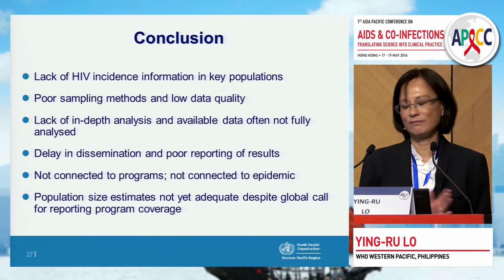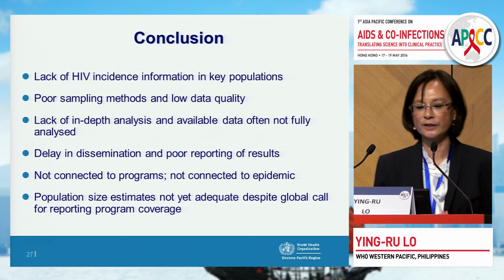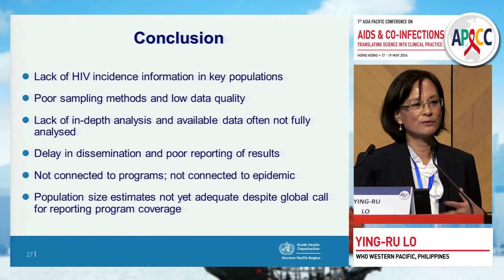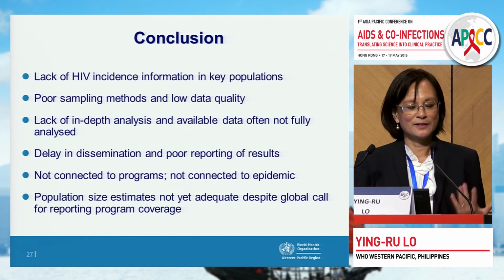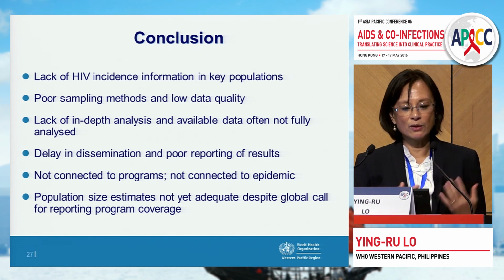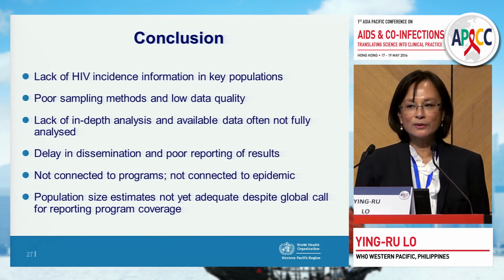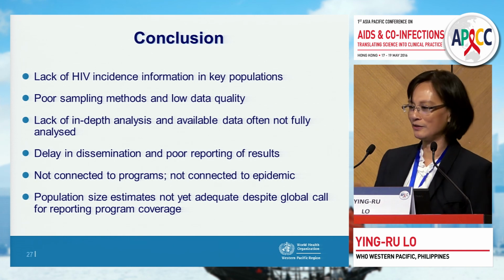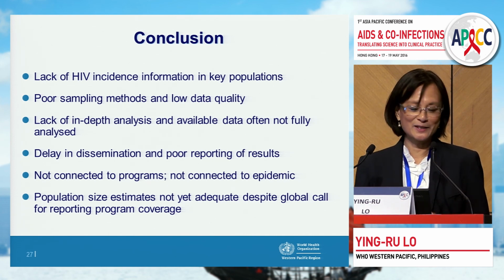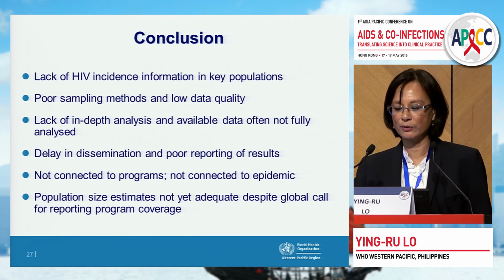So in conclusion, we have done not so badly, but there's always room for improvement. In particular, there's a lack of HIV incidence information in key populations, and we have seen examples. We have technologies being developed where you could try to approximate at least the HIV incidence. There are still poor sampling methods and low data quality given the way the surveys are being done. There's also a lack of in-depth analysis, and available data are often not fully analyzed, understood, and also not used. They're not reported. Lots of data are being generated, but they don't get to the user. They're often not connected to programs, and sometimes not even connected to your epidemic. And the population size estimates, as sad as it is, are not yet adequate, despite the global call by many agencies for reporting program coverage.